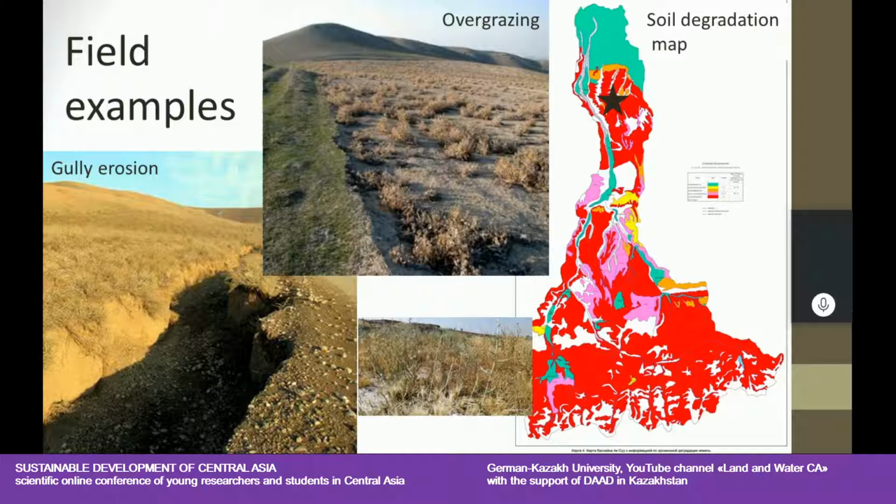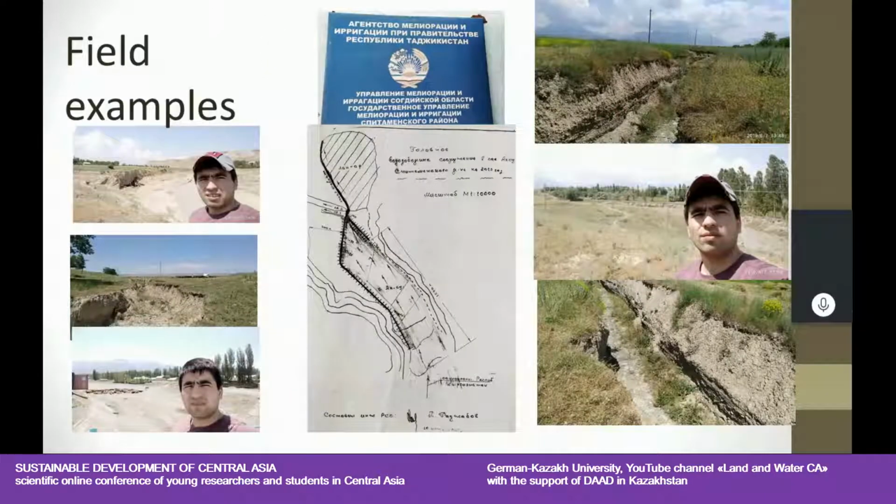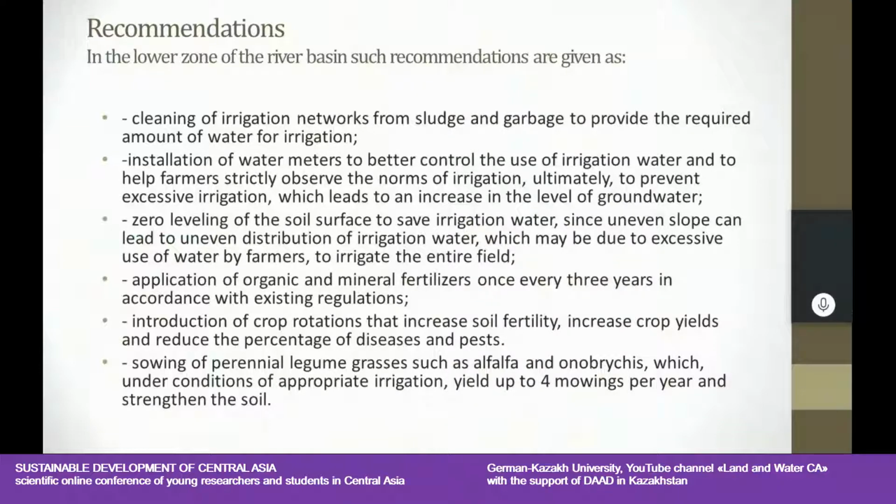And at the end, taking some articles and research papers, I have given such kind of recommendations, divided by zone. For example, one of the recommendations in the lower part is cleaning of irrigation networks from sludge and garbage and something like that.